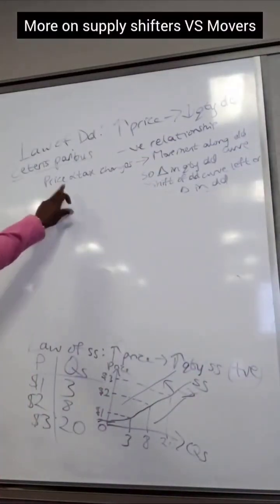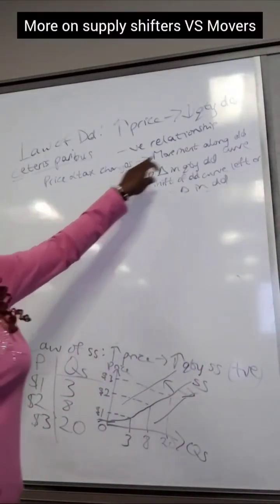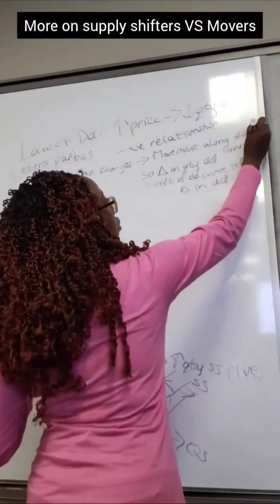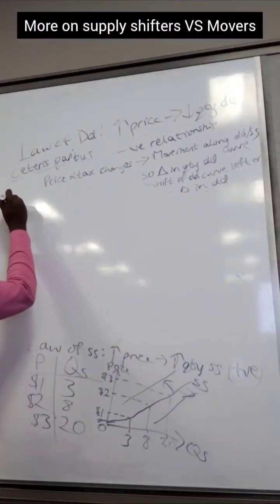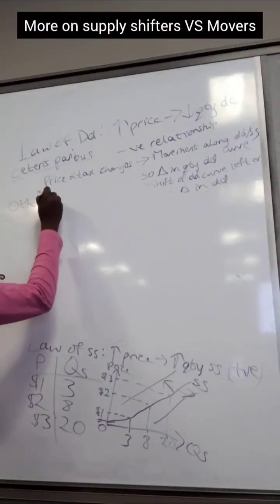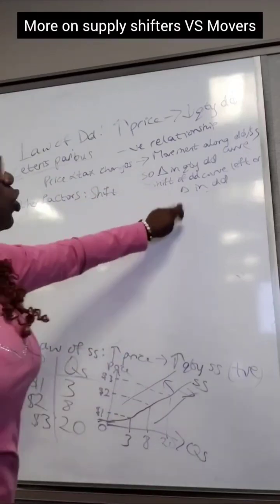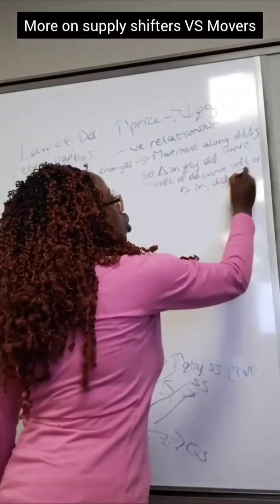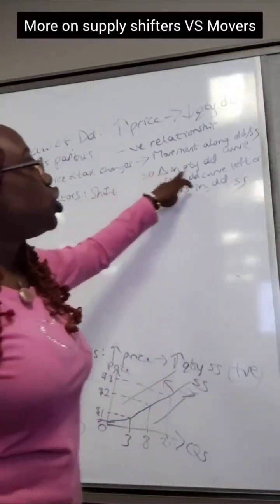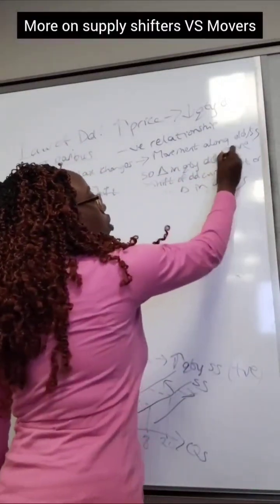So remember, any price change causes a movement along the demand or supply curve, right? And any other factors, like those I've mentioned, are going to cause a shift. And when there's a shift, you call it change in demand or change in supply. When there's a movement, you call it change in quantity demanded or change in quantity supplied.